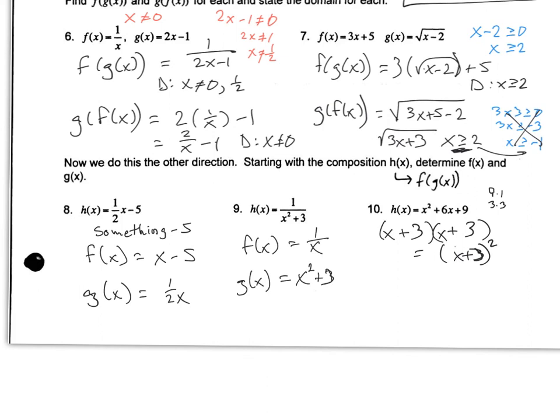So it's something squared. So I have f of x, I have g of x. So this is going to be something squared, and my something is x plus 3. And that's called decomposition or decomposing. And you will be asked to do that again in the future.